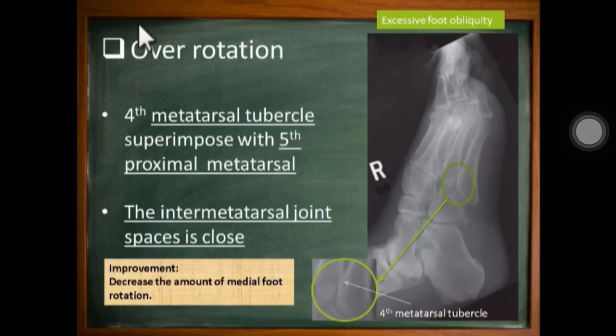And if it was over rotation, the fourth metatarsal tubercle is superimposed with the fifth proximal metatarsal. You can see here the fourth metatarsal tubercle is superimposed with the fifth proximal metatarsal, and the intermetatarsal joint space is closed. And to improve this, we must decrease the amount of the medial foot rotation.